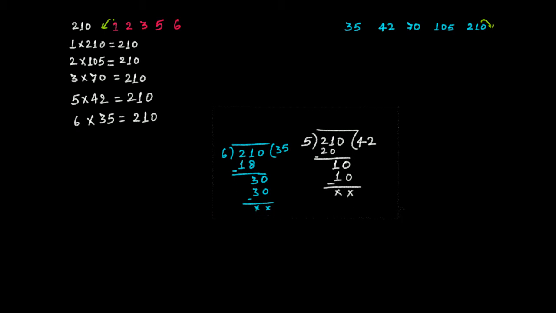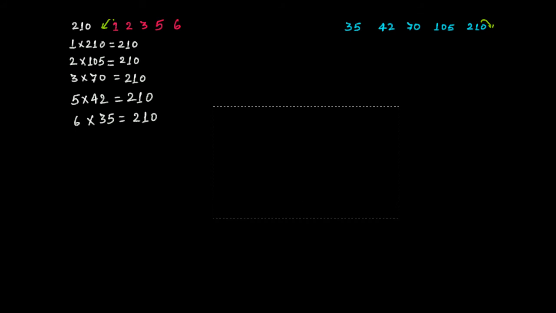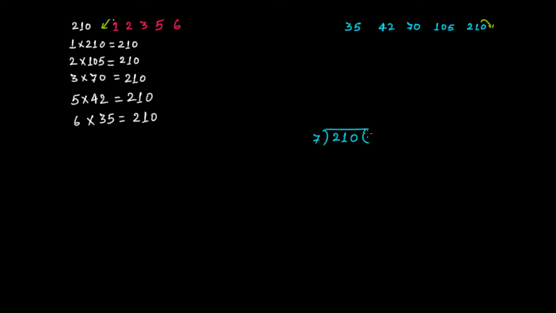Now, what about 7? Is this number divisible by 7? We don't have any shortcut to check whether a number is divisible by 7, so we'll just have to divide it. 210 divided by 7 gives you 30. So 7 times 30 will be 210. Here, 7 is the smaller one and 30 is the greater one.